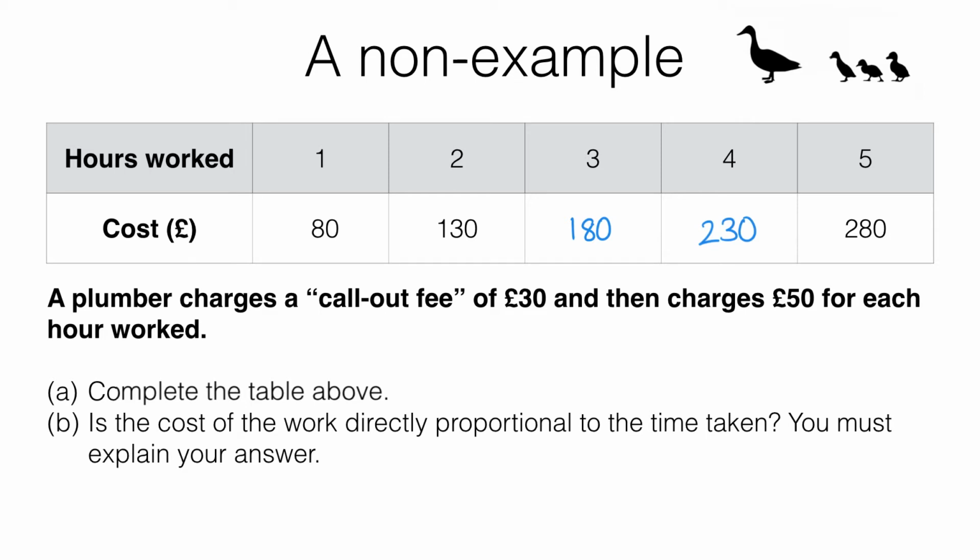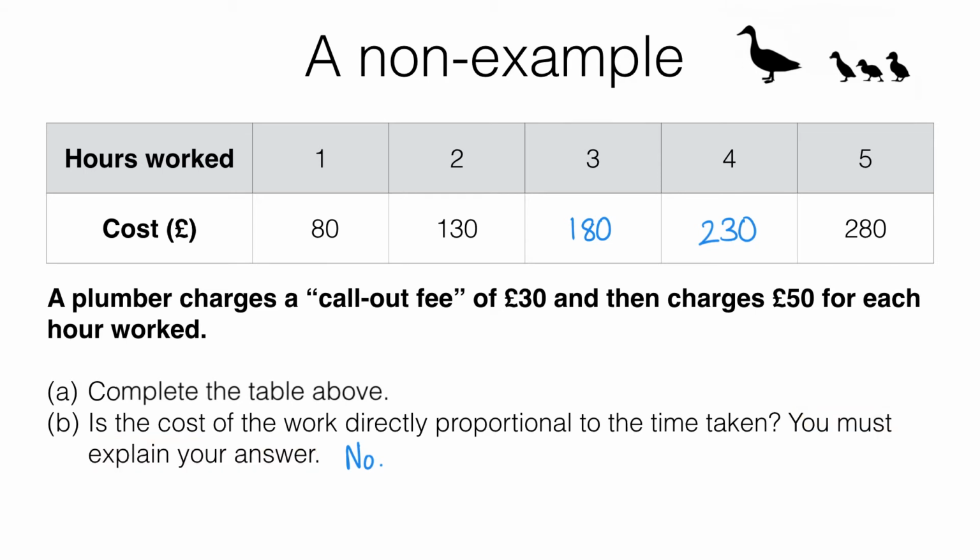Now, we have to answer, is the cost of the work directly proportional to the time taken? At the start of the video, I already said that these are not directly proportional to each other. This is a non-example of direct proportionality. So the answer to the question is no, the cost of the work is not directly proportional to the time taken. But how can we explain this?